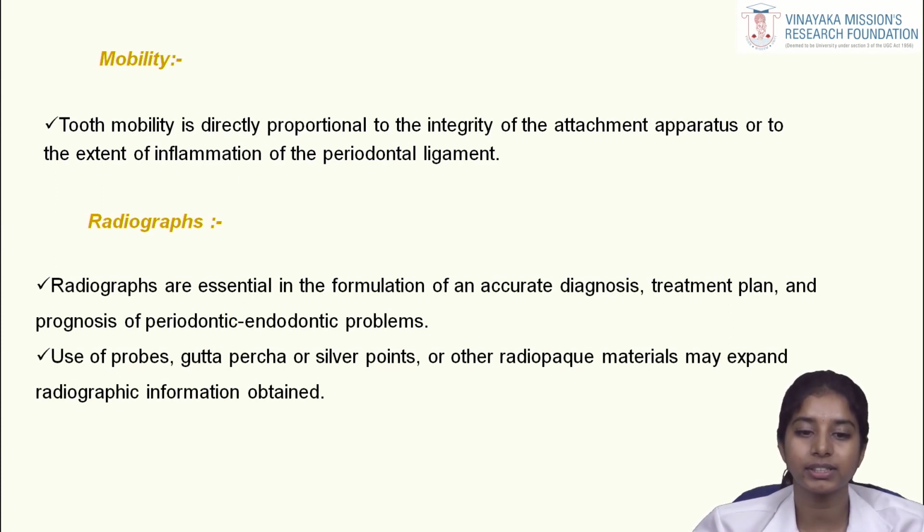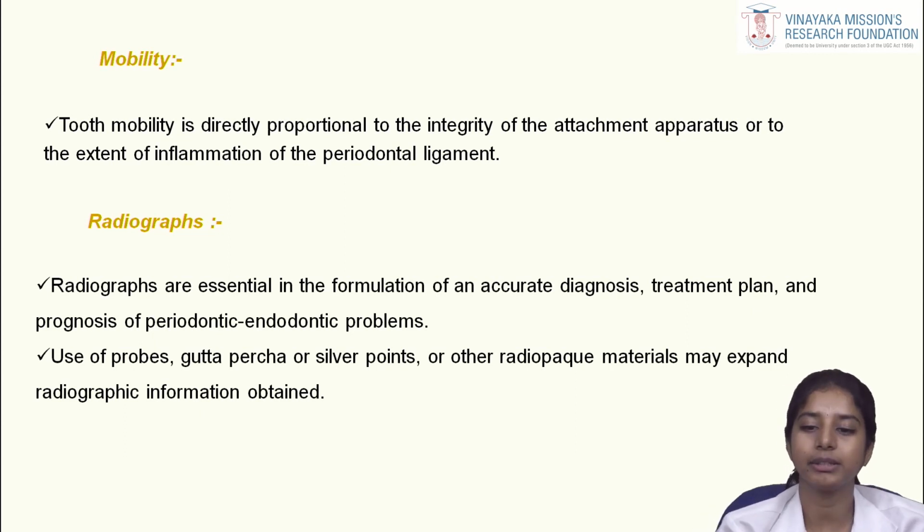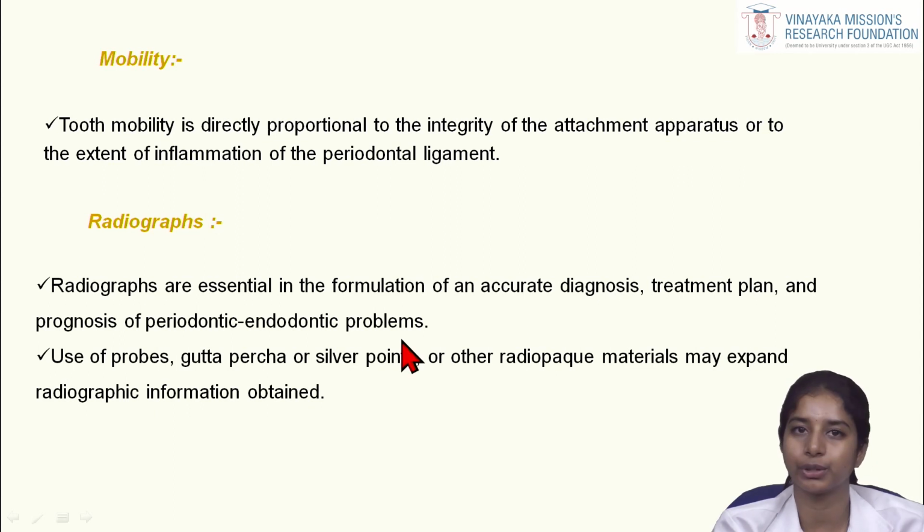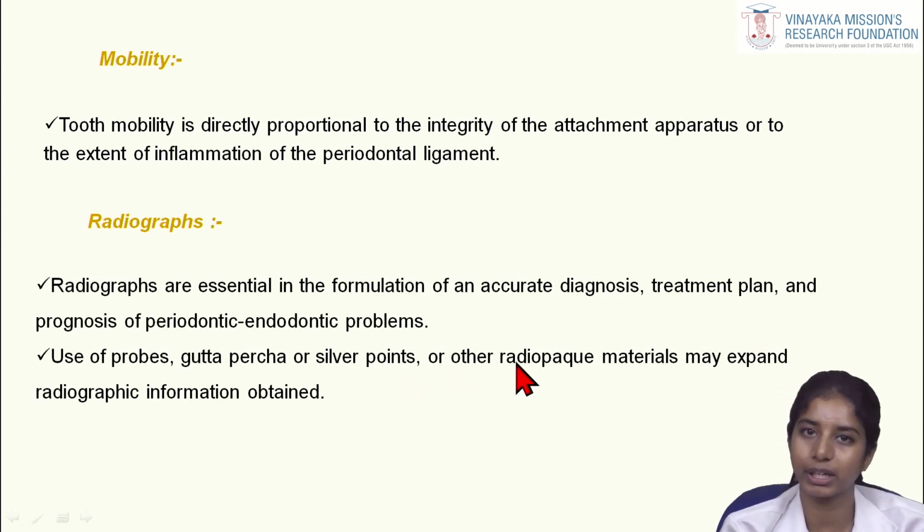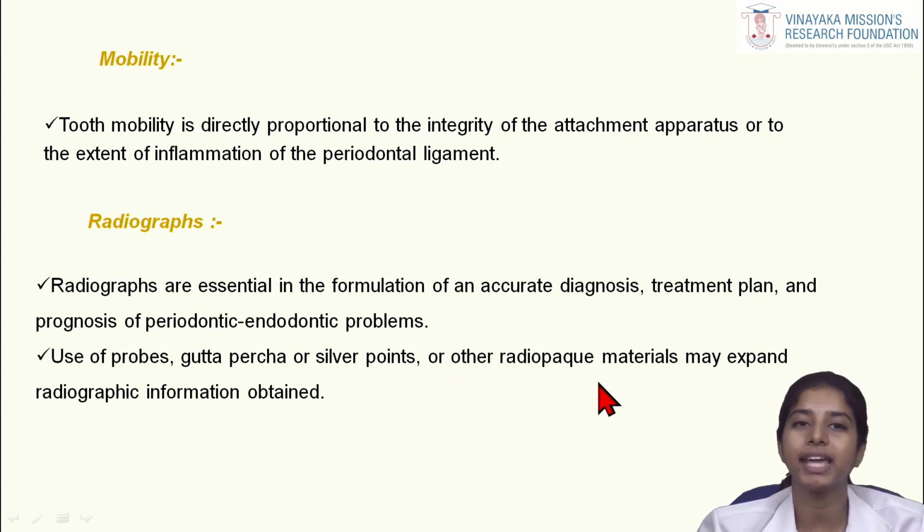Then we have radiographs, which are essential in the formulation of an accurate diagnosis, treatment plan and prognosis of a perioendo problem, and we have to use a probe, gutta percha or silver points or any other radio-opaque materials, and this may expand the radiographic information that is obtained.